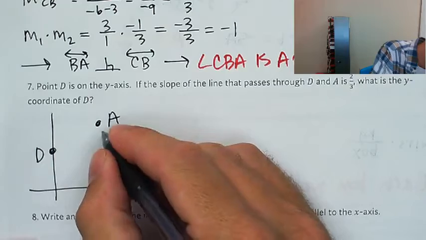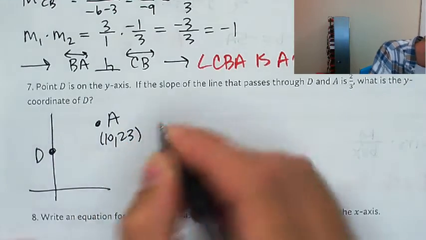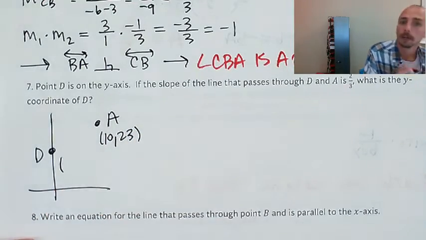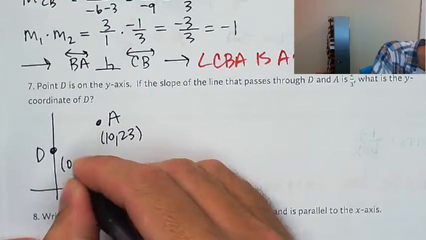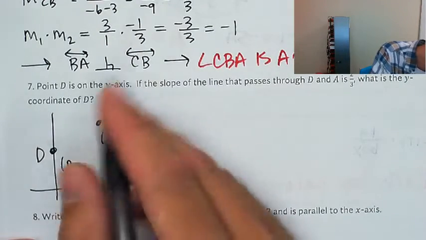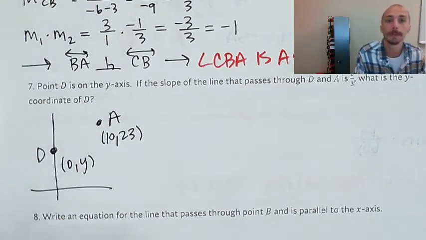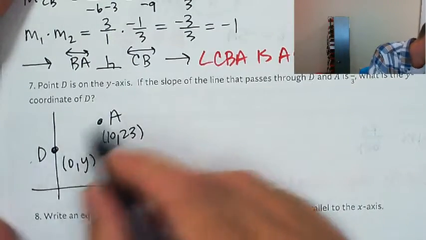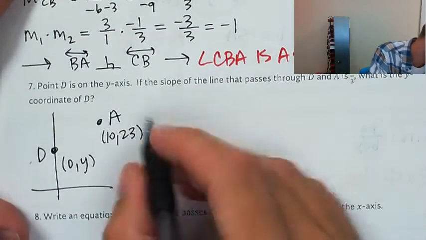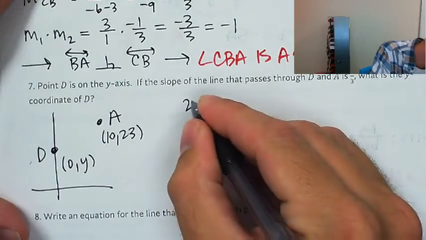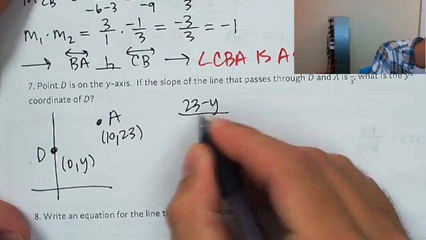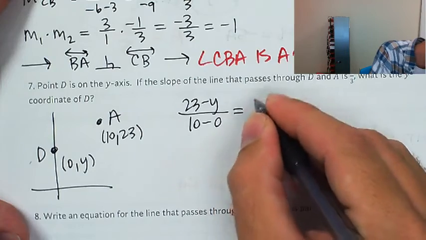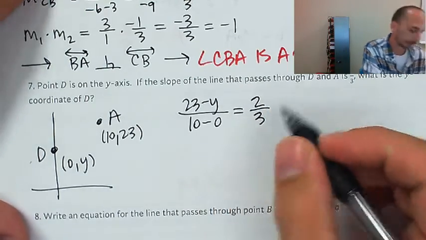The coordinates of point A are 10 and 23. And the coordinates of point D are, well, we don't know them. Well, I do know the x-coordinate is 0, right? Because it's on the y-axis. That's right there. And then y is, well, yet to be seen. And so I know I've got a slope formula, and I know it equals 2/3. So y2 minus y1 over x2 minus x1 is equal to 2/3.